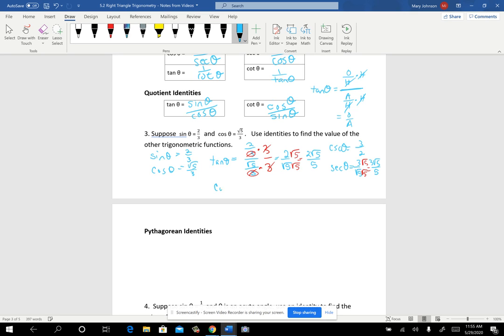And then cotangent of theta is just going to be the reciprocal of tangent. And probably the easiest thing to do is to look right here and flip it over. Before you rationalized it, look at the 2 over square root of 5, and then you can see when we flip it, it's already simplified and good to go. Okay, so we never knew what the angle was, but we could use the quotient identities and the reciprocal identities to figure out the value of the other trig functions.